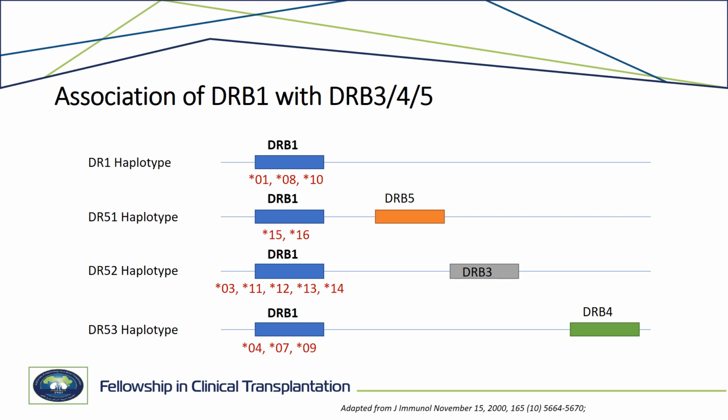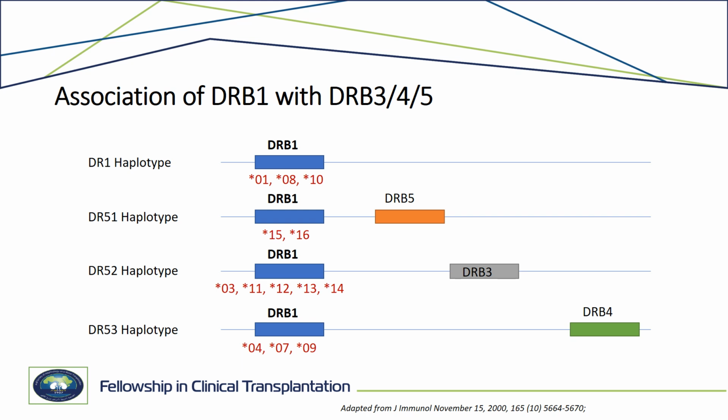As I mentioned in my previous slide, there are four different DR beta that we do HLA typing for. They found there is a strong linkage disequilibrium between DR beta 1 and DR beta 3, 4, 5. Which means the expression of DR beta 3, 4, 5 is strongly associated with the type of the DR beta 1, and you can predict the DR beta 3, 4, 5 based on your DR beta 1 result. The DR beta 1 and the DR beta 3, 4, 5 are inherited as one haplotype, and each individual will inherit one haplotype from the mother and one haplotype from the father.